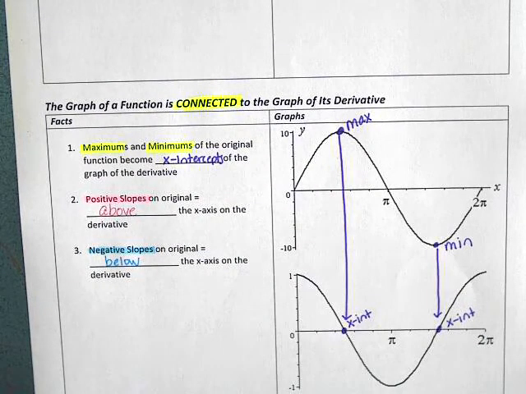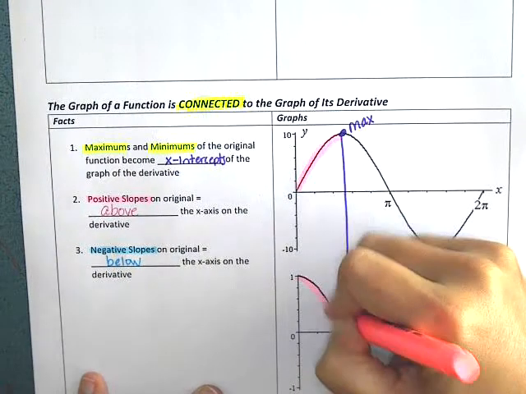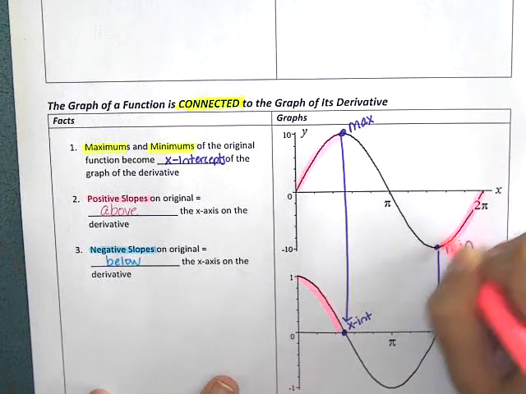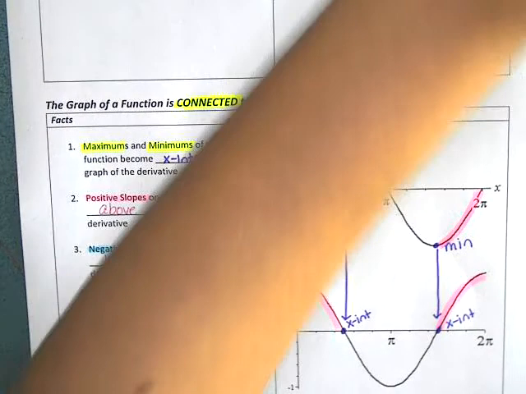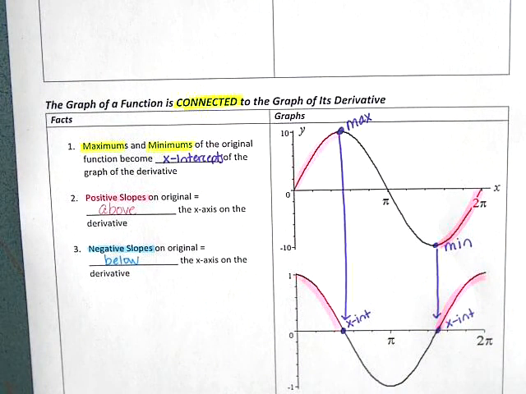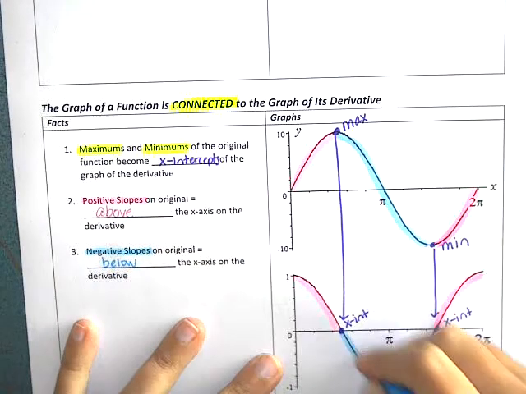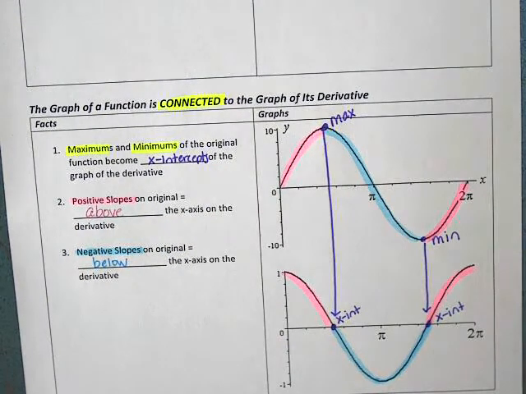This section of the graph, which has a positive slope, becomes this section of the derivative, which is above the x-axis. And this section of the graph, which has a positive slope, becomes this section of the derivative, which again is above the x-axis. Finally, this middle section of the graph here, which is a negative slope, becomes this section of the graph of the derivative, which is below the x-axis.